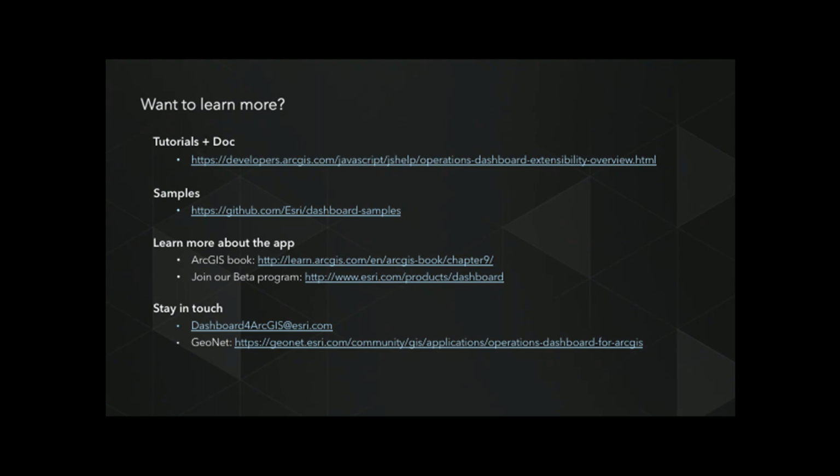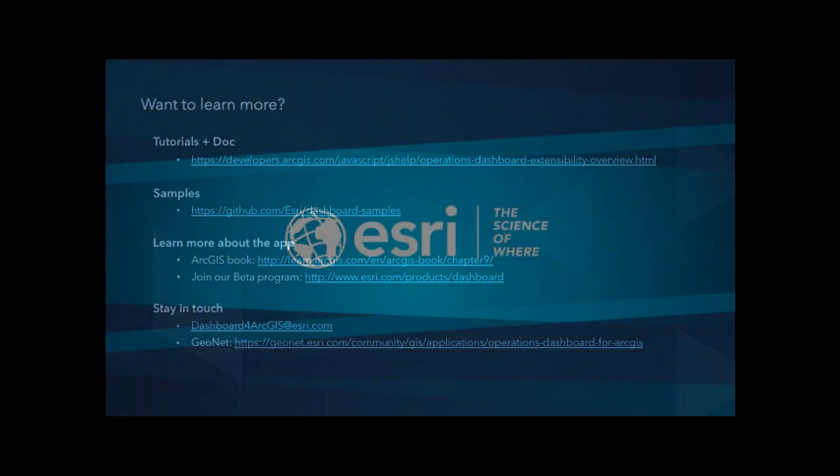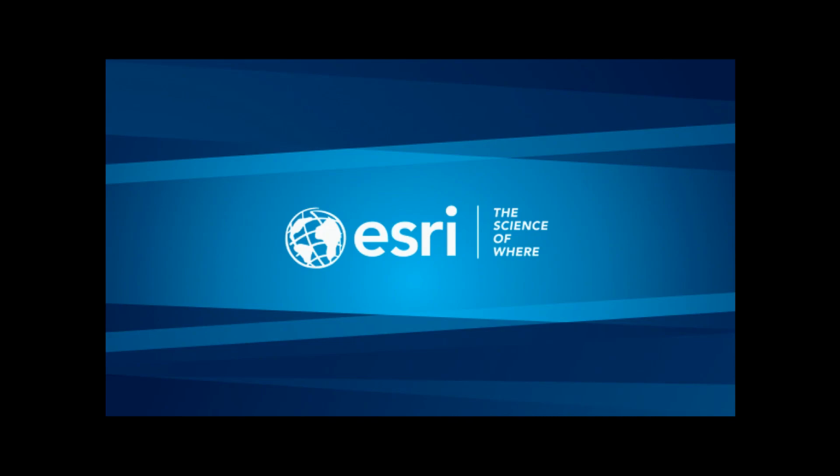Like I mentioned, we have a bunch of samples in our GitHub repository. So go to github.com, Esri, dashboard-samples. If you want to learn more about the app, you can read the ArcGIS book. Chapter 9 is all about Operations Dashboard. And again, we strongly encourage you to join our beta program. If you want to stay in touch, if you have questions or find a bug, you can email us at dashboard4arcgis@esri.com, and you can go to GeoNet and talk to us. So we have about 10 minutes, and any questions?